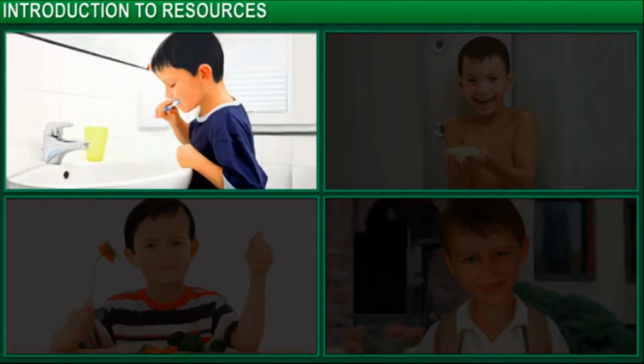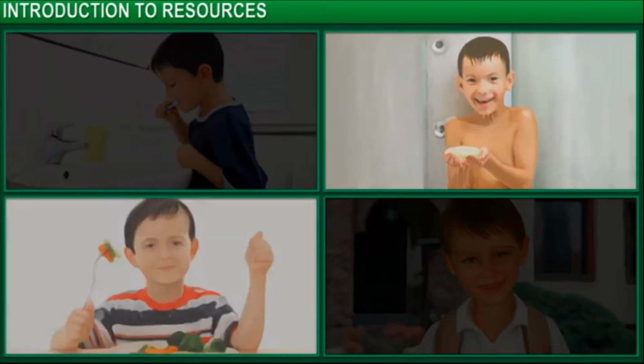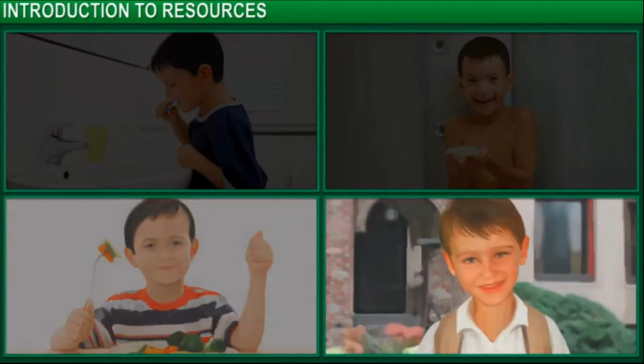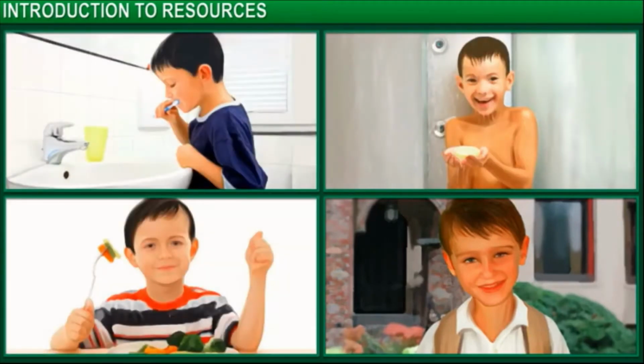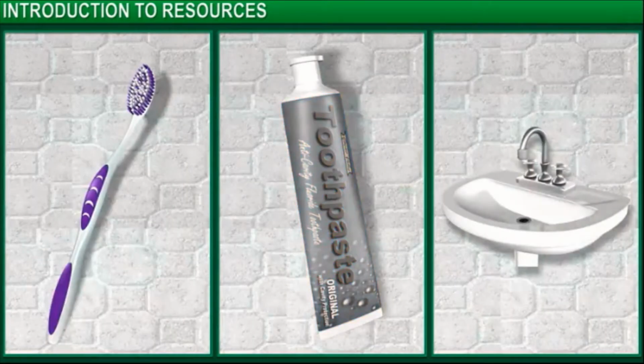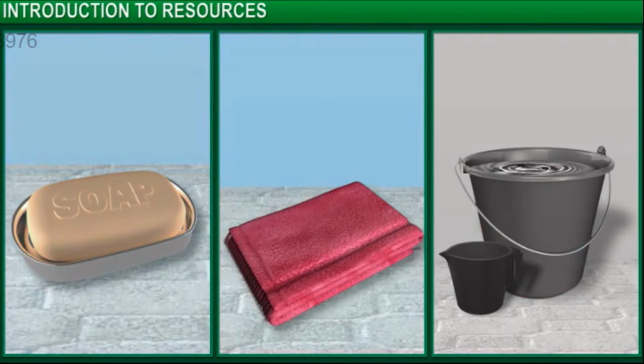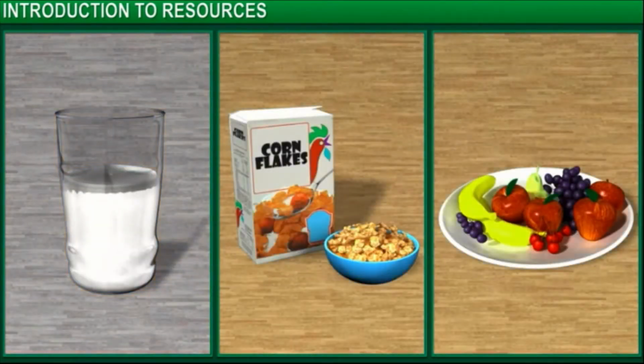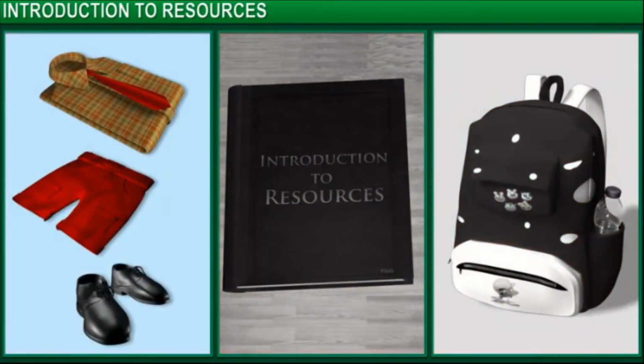Brush your teeth, take a bath, eat breakfast, and get ready for school. What things do you need to complete these chores? Toothbrush, toothpaste, water to clean your teeth, soap, towel, and water to bathe, milk to drink, and cereals and fruits to eat, uniform, books, and bag for school.